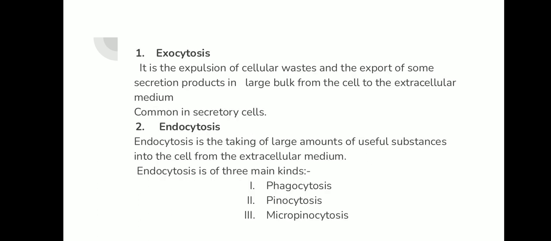Exocytosis is the expulsion of cellular waste and the export of some secretion products in large bulk from the cell to the extracellular medium. This is seen in secretory cells. Endocytosis is taking of large amounts of useful substance into the cell from the extracellular medium. There are three main kinds: phagocytosis, pinocytosis and micropinocytosis.